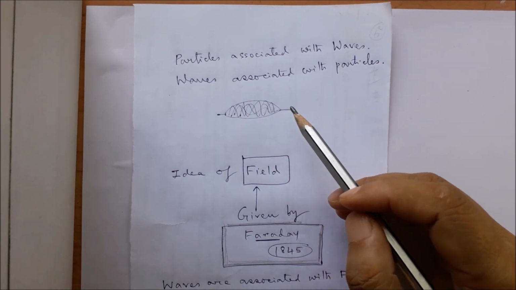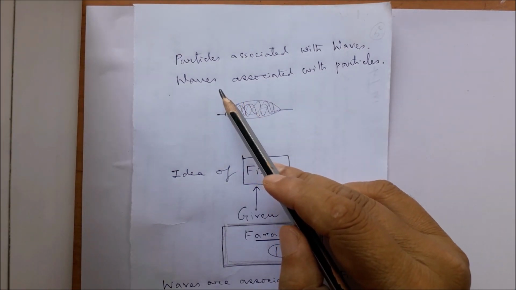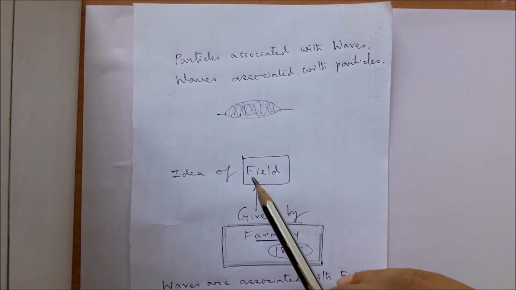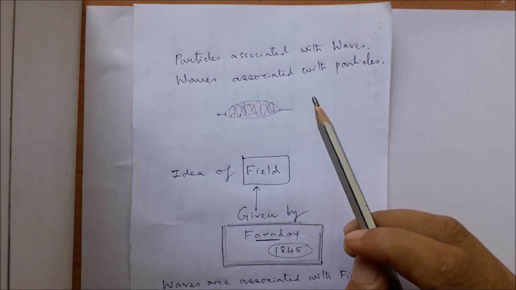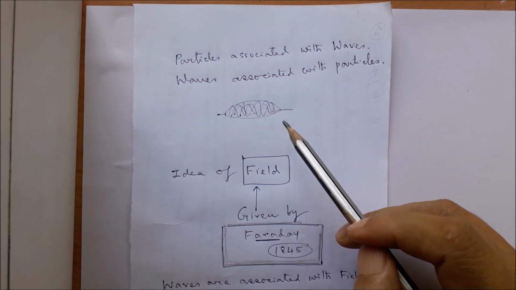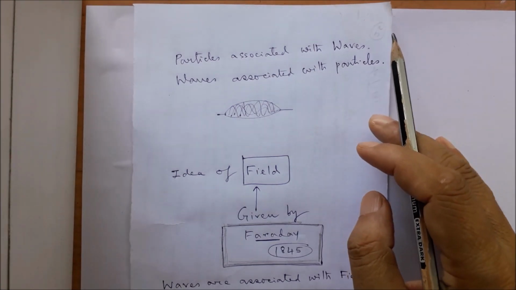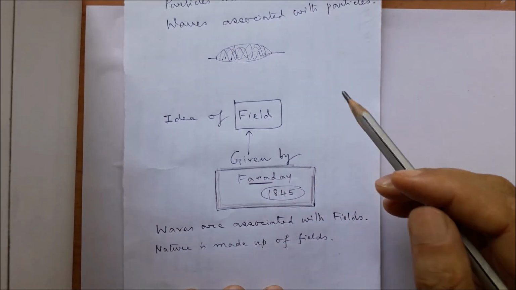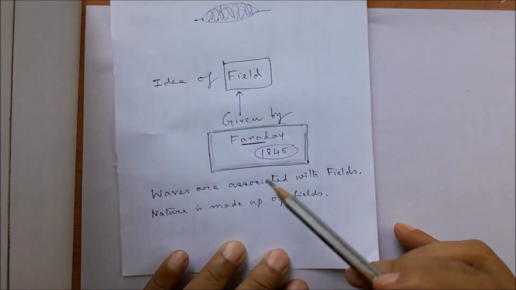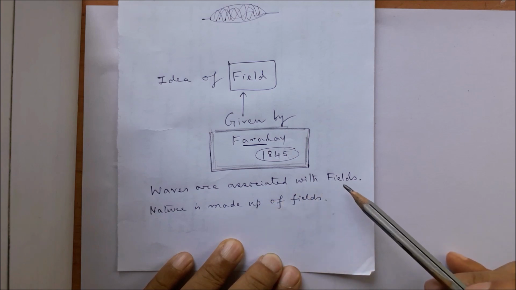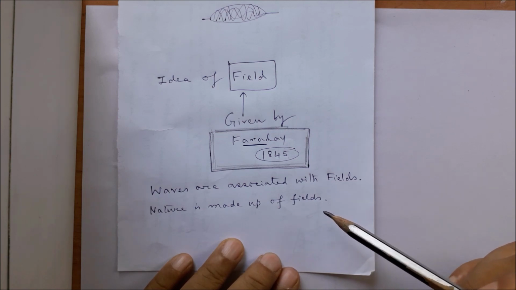Till now we spoke of how particles are tied to waves, or waves associated with particles, through a clever ploy or judicious use of certain relations like Einstein's photon hypothesis, de Broglie hypothesis, Heisenberg's uncertainty relation, etc. We now bring in another idea, a very old one of 1845, introduced by Faraday. Waves are associated with fields. Nature is made up of fields. Let us give a few examples to illustrate this point.